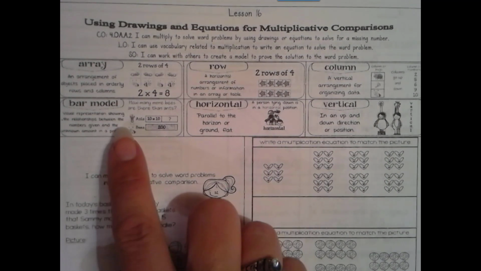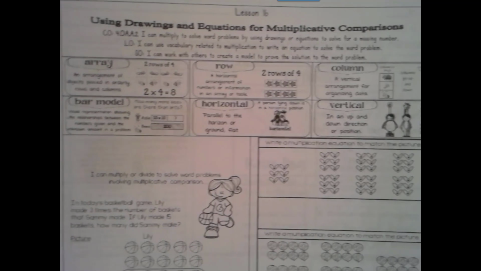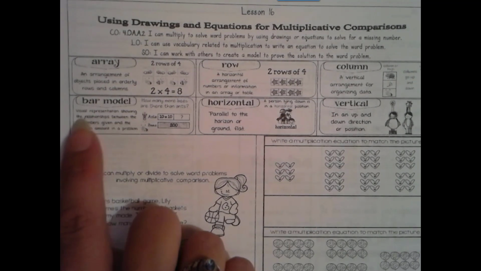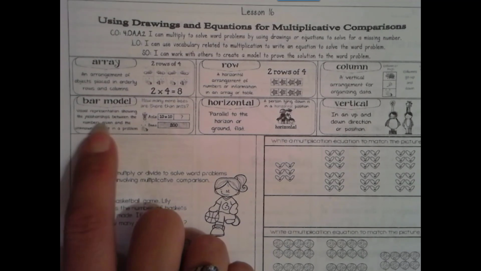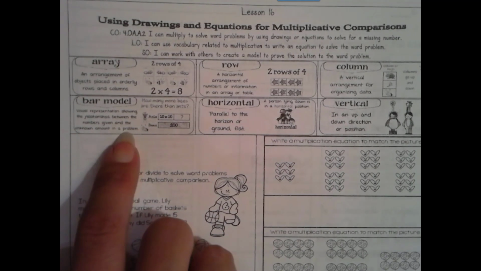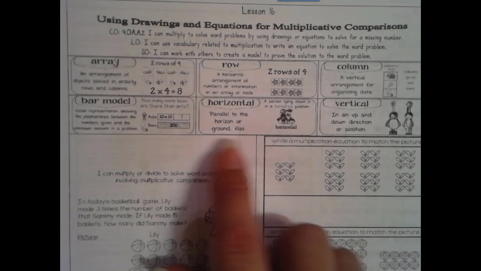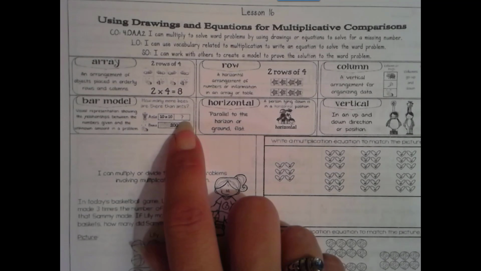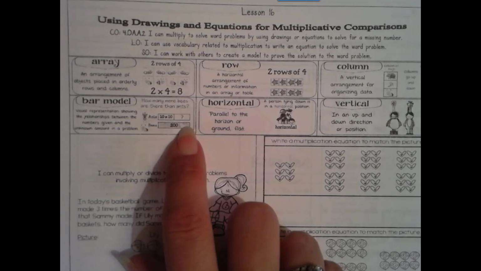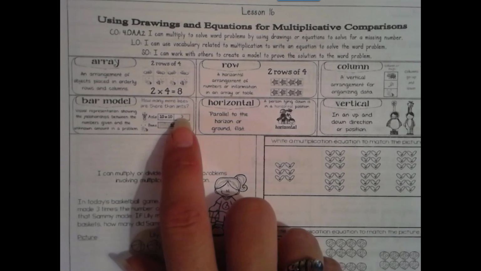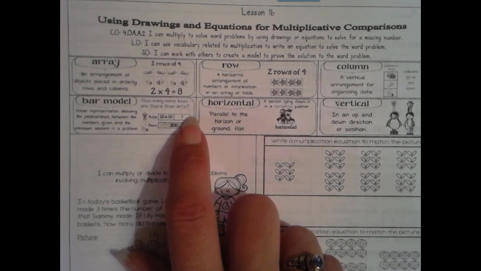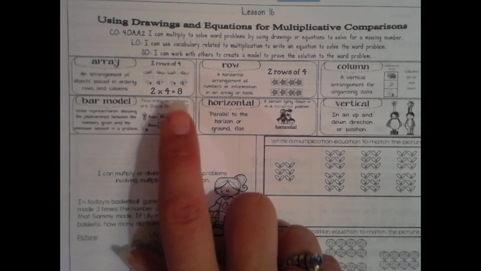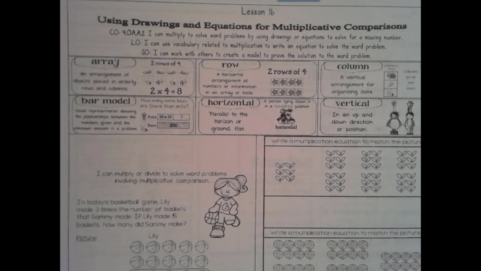Bar model, or we've also called it a comparison bar, is a visual representation showing the relationships between the numbers given and the unknown amount in the problem. So 10 times 10 plus something else will equal the 200. So how many more ants would be needed to equal the bees? That's what we're looking at in that comparison bar. All right, so we're going to look at drawings and equations here. Let's look at this first one.